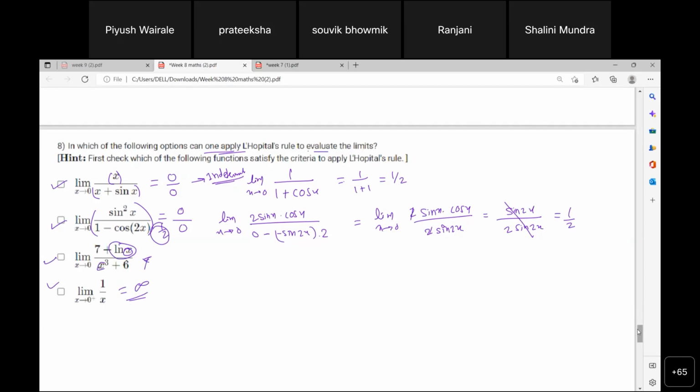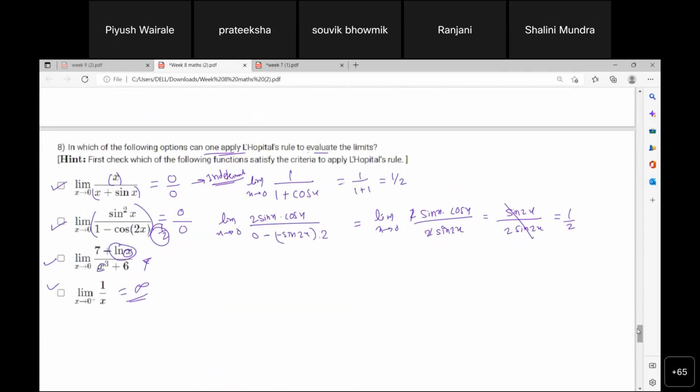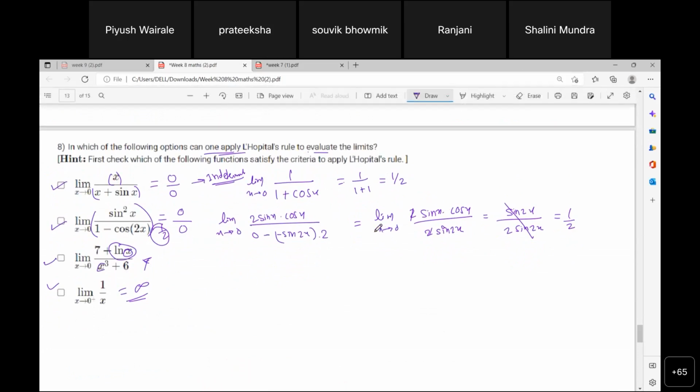Okay, any doubt in this L'Hospital rule? Piyush, I have a question. For the third question, in the numerator you get 7 plus 1 by x, and at the bottom you get 3x square. So the thing is, can you differentiate it further? Or are you only allowed one differentiation for L'Hopital's rule? You want to differentiate this function?